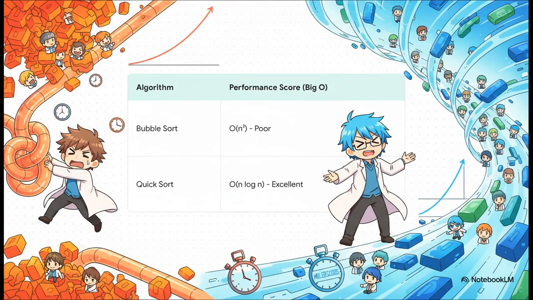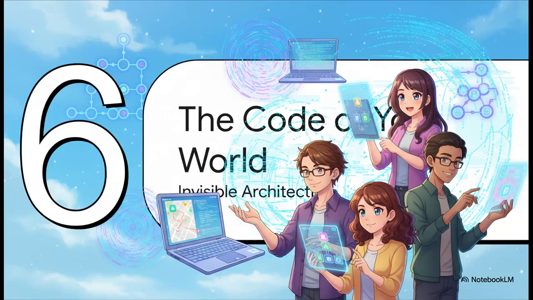And when you put them side by side on the scoreboard, wow, it is not even a contest. Bubble sort gets a grade of O of n squared. Here, n is our 5,000 items. That means the work grows exponentially. Think 5,000 times 5,000. It's just bad. But Quicksort gets a grade of O of n log n, which is fantastic. For our list, that's the difference between the computer taking minutes to finish versus finishing in literally the blink of an eye.